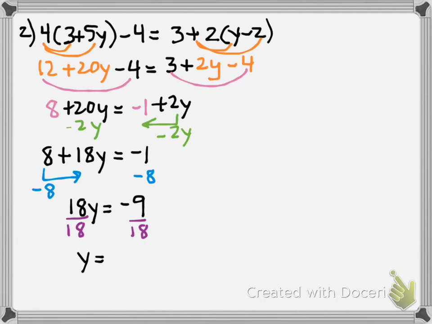What we need to do is simplify. So we're looking for what those two have in common. We're going to divide a 9 from each of them. So negative 9 divided by 9 is negative 1. 18 divided by 9 is 2. My answer is y equals negative 1/2.